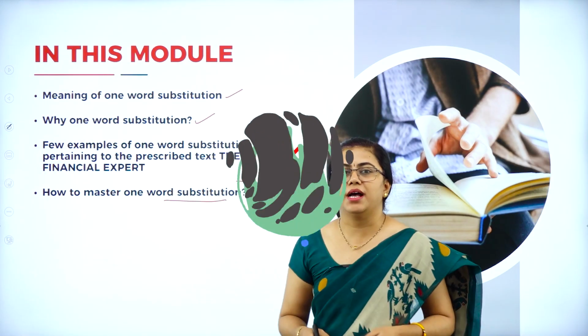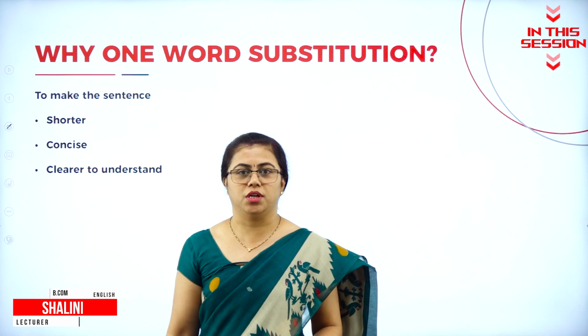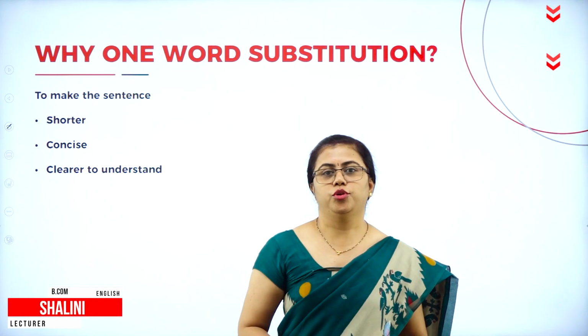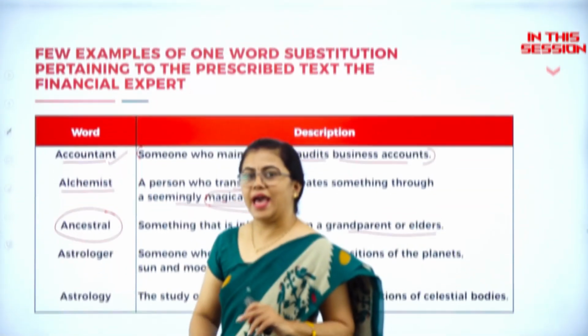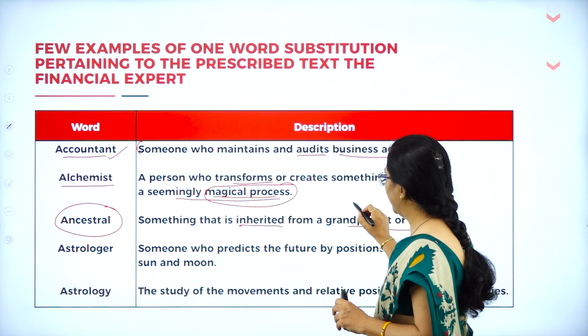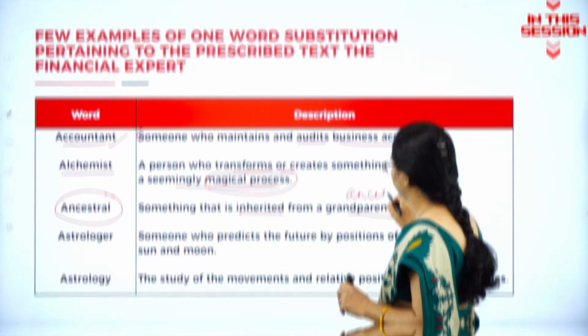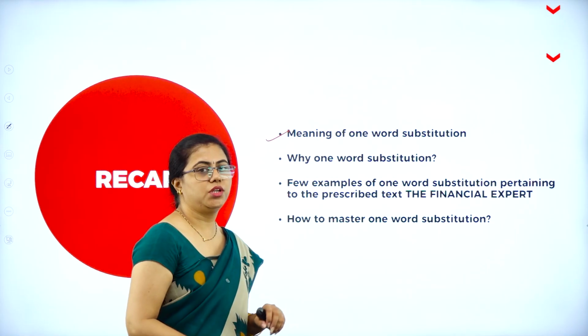So how do you master this one word substitution? Why should you use one word substitution? What is the need for you to use this one word substitution? Ancestors, grandparents or elders are called ancestors. So why should we use one word substitution? In order to make our language clear.